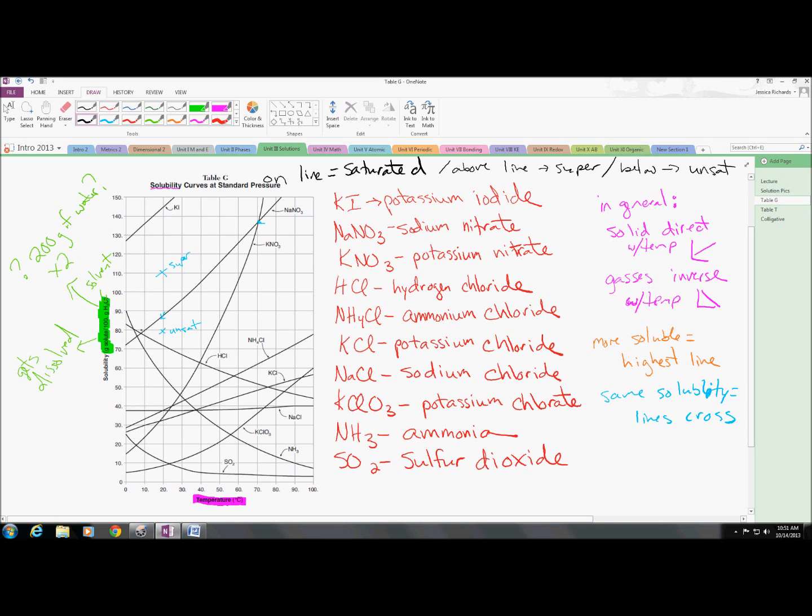Now, some of the things they'll ask you, if they put in 80 for NaNO3, for this line right here, and you know it's unsaturated, they'll ask you how many more grams can you add? Well, you can add 8 more to make it saturated. If you're up here at 110 and it's supersaturated, and they say they add an extra crystal, how much will precipitate out? Well, you'll lose the 12 grams extra that shouldn't be in there. That's how much precipitate you'll make. So it's just basic graph reading skills, and you just have to remember where on this graph it's going to be saturated, unsaturated, and supersaturated.